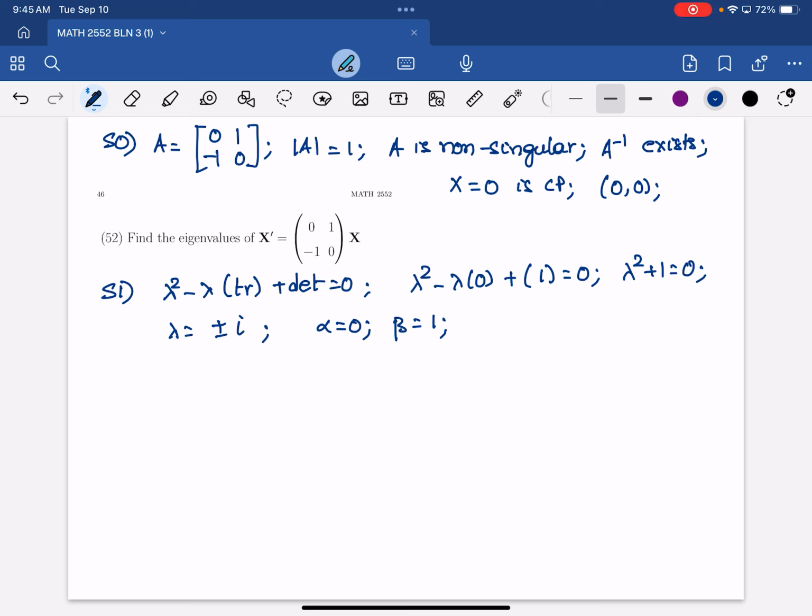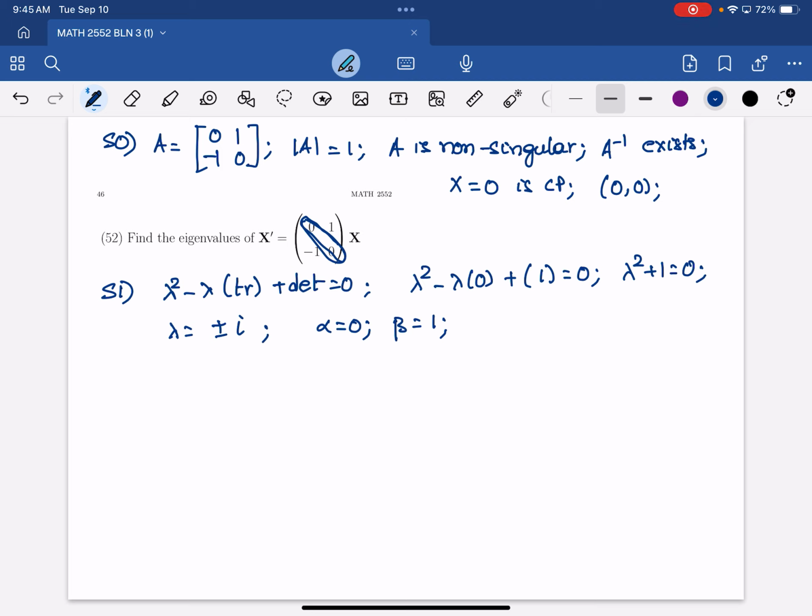What's the trace again? What does trace mean again? Trace means the sum of the elements on the main diagonal. So trace is that. Sum of the elements on the main diagonal. You all okay with that? All good? No surprises, right?